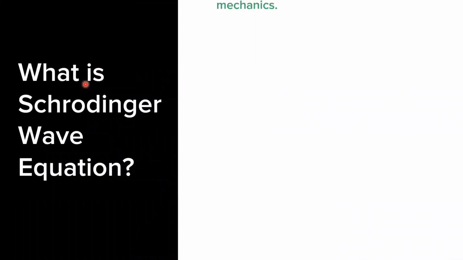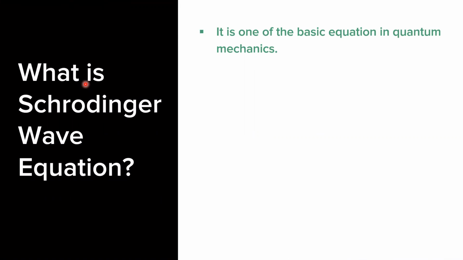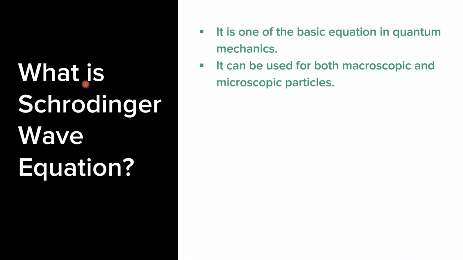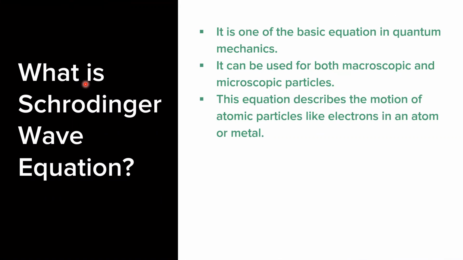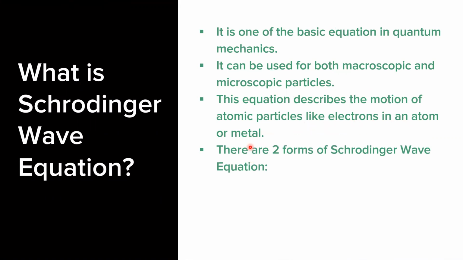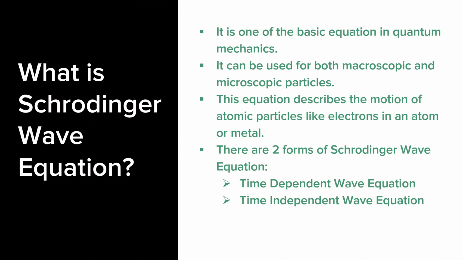Schrodinger's wave equation is one of the basic equations in quantum mechanics. It can be used for macroscopic and microscopic particles. This equation describes the motion of atomic particles like electrons in an atom or a metal. Actually, there are two forms of Schrodinger's wave equation: one is the time-dependent and the other is the time-independent wave equation.